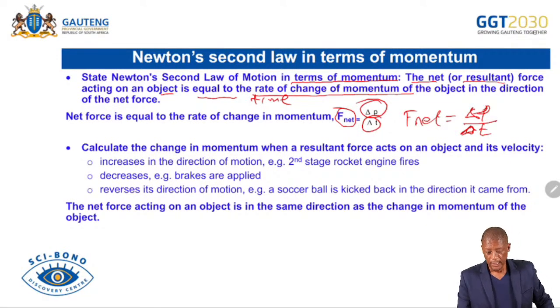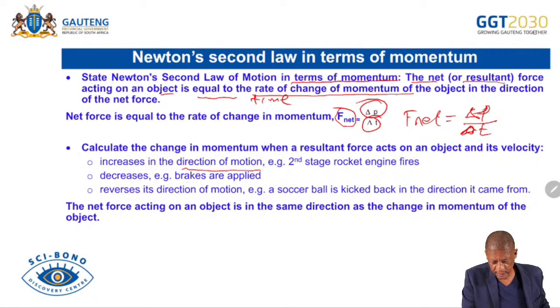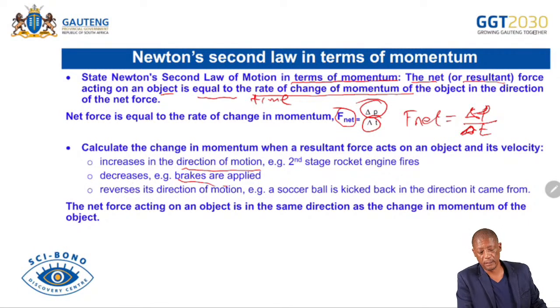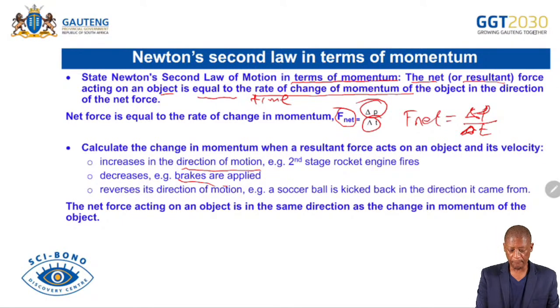Now, what is very important? This law, we are going to use it when we calculate, one, the increase in the direction of the motion. That one we are talking about the rocket engine, right? Then the decrease, when we apply the brakes. Then the reverse in motion, e.g. when the ball is hit against the wall and then it comes back. So it applies in this.